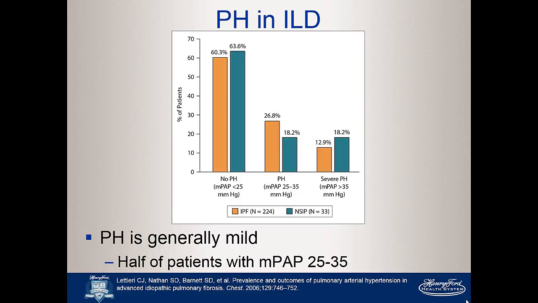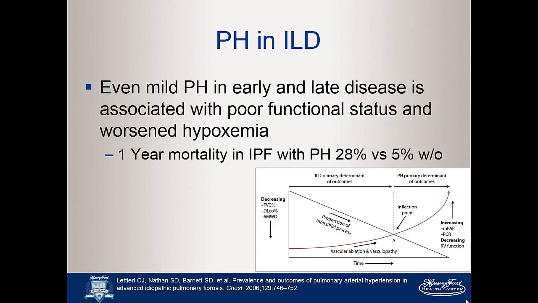What we know about pulmonary hypertension and interstitial lung disease is that it is generally mild. Half the patients will have a mean PA pressure less than 25, and then you're looking at 25 to 35 being the other half here. But even mild PH early and late in disease is associated with a poor functional status and worsened hypoxemia. If you want to compare the 1-year mortality of IPF patients to those that have PH and those that don't, in the first year since diagnosis, there is a 28% mortality in PH versus 5% without.